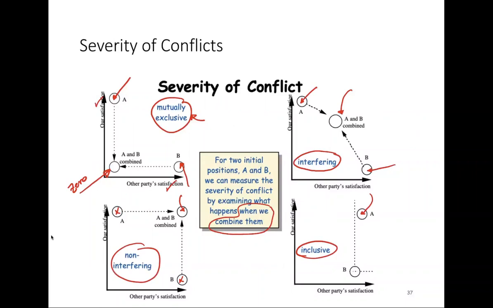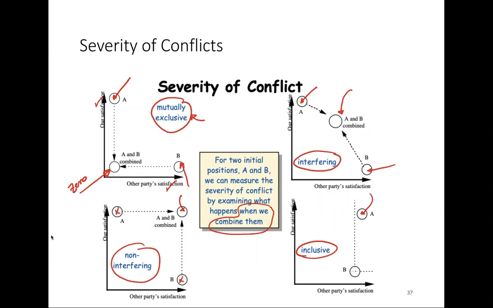So you can see the requirements conflict could be of different levels of severity based on what happens when you combine them. You need to examine what will happen when you combine them. Would you end up with complete disagreement? That's a mutual exclusion. What I want is against what you want, so there's nothing to be done. Or we could have an interfering shaded area where we could find a common way of agreement, or it's non-interfering, or it could even be inclusive.